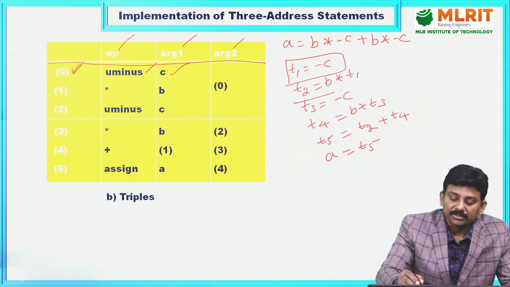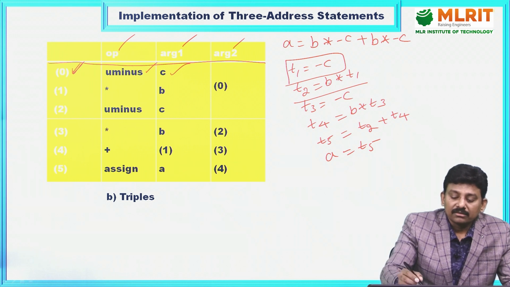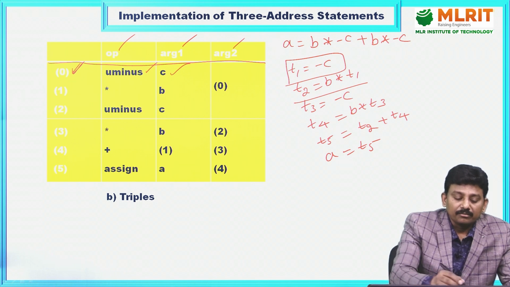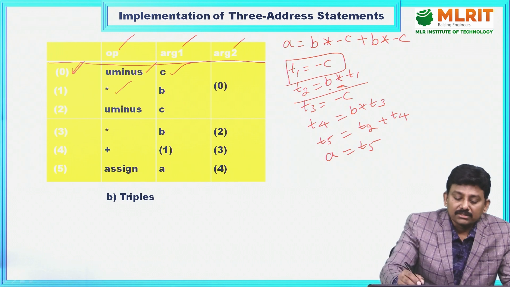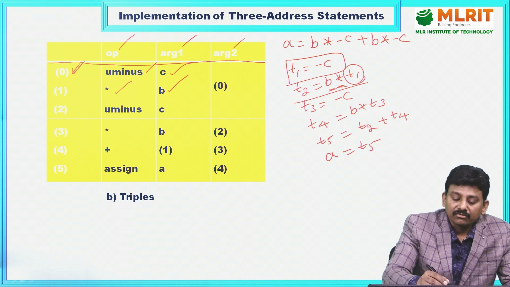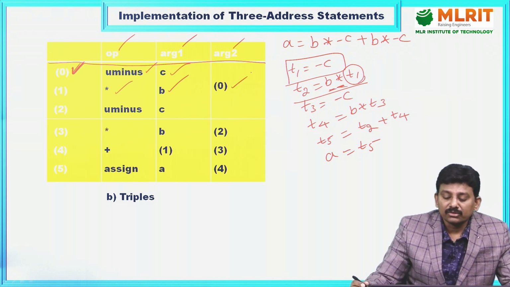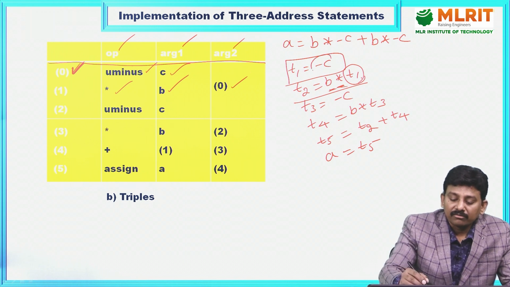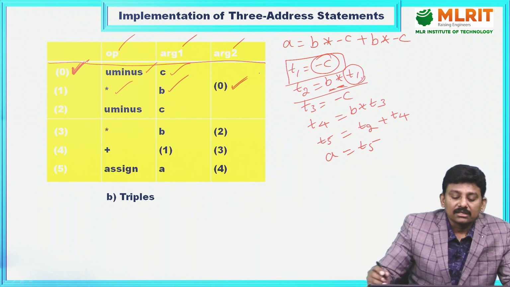Then the second statement, operator is star, B is the argument 1, T1 is the argument 2, but here we are not using temporary variables. That is why we can use the addresses. Star is the operator, we put star in the operator field, B is the argument 1. Argument 2 is T1, the result minus C, which is available in the 0th location, that is right here.